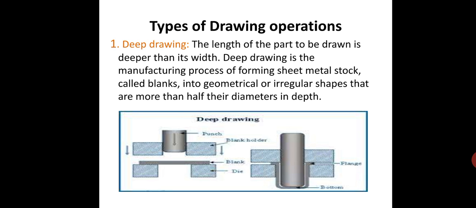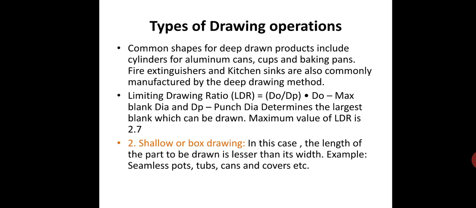This diagram shows the deep drawing operation. The length of the part to be drawn is deeper than its width. The common shapes for deep drawn products include cylinders for aluminum cans, cups, and baking pans. Fire extinguishers and kitchen sinks are also commonly manufactured by the deep drawing method.